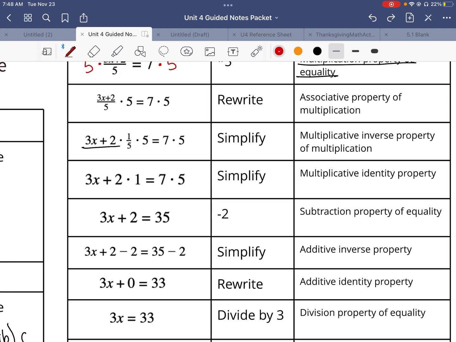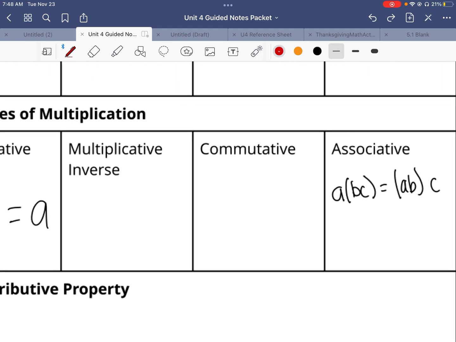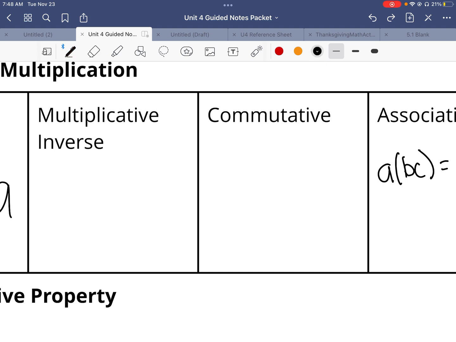Now, we did that by doing the associative property of multiplication. Now that we have 1/5 times 5, we're going to use the multiplicative inverse property of multiplication. So we're going to go in here and fill in what the multiplicative inverse is so that you guys know how to use that.